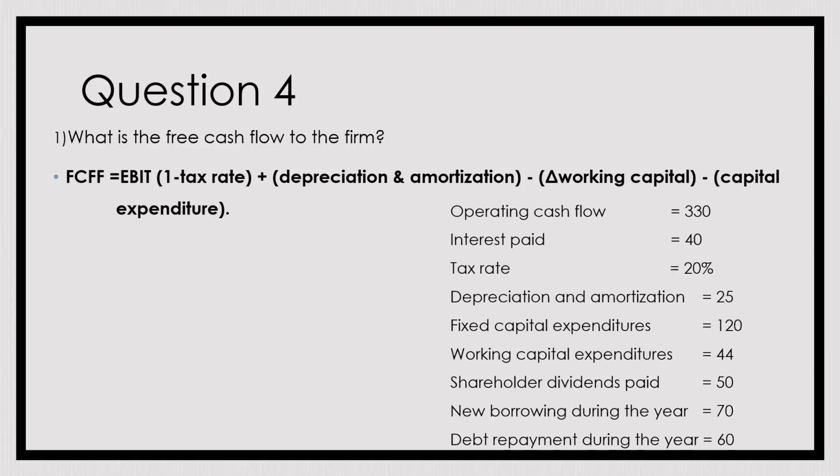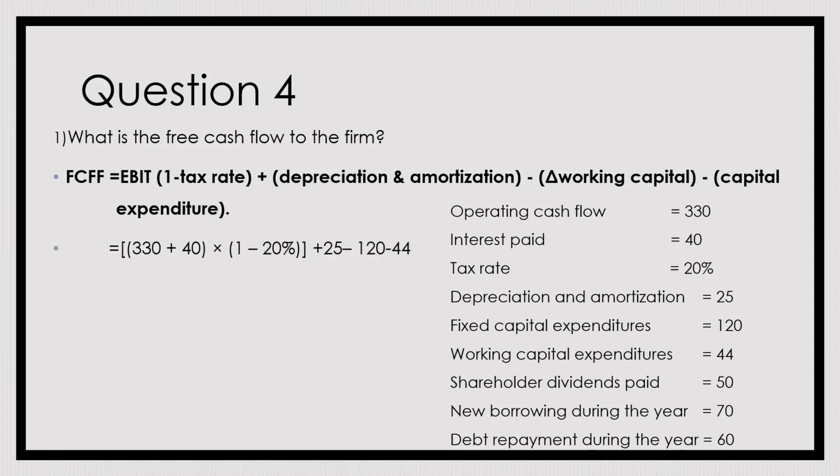So this is the question they have given. They have given the operating cash flow, the interest rate, the tax rate, then the depreciation, then the fixed capital expenditure, working capital expenditures, shareholders' dividends, then the net borrowing during the year and debt repayment during the year.